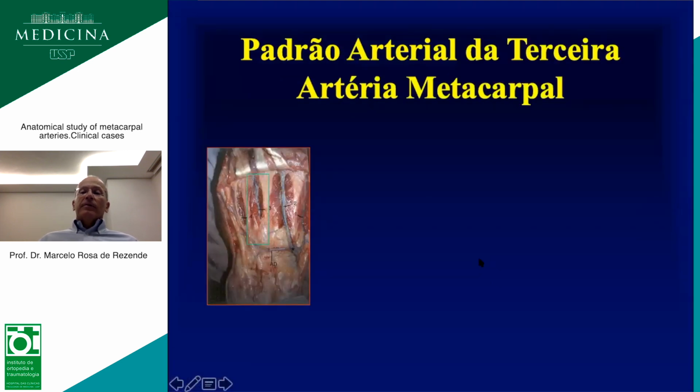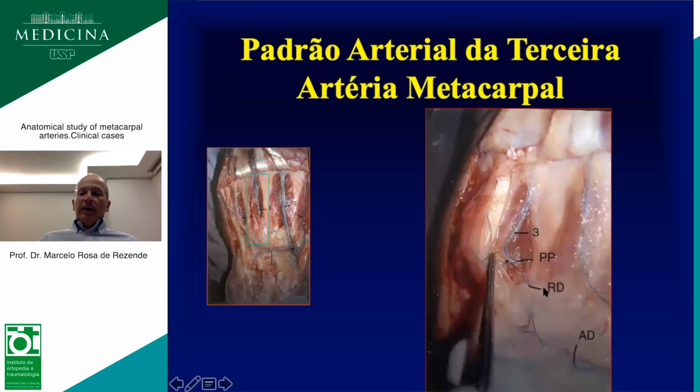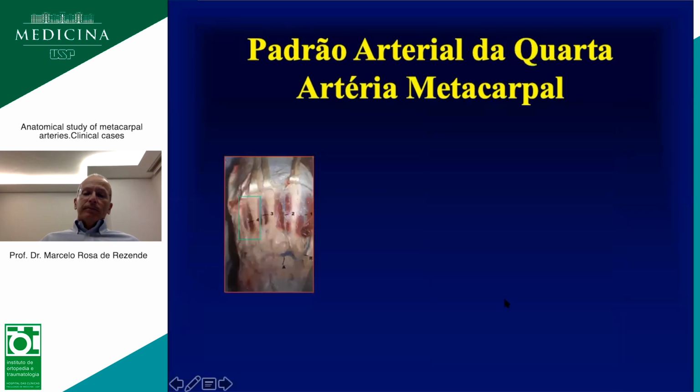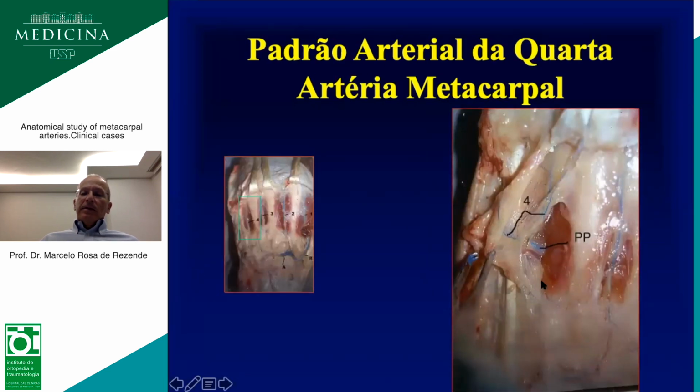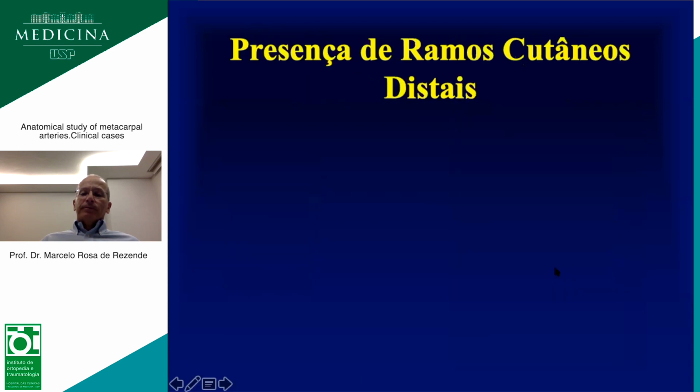The pattern of the third metacarpal artery we study here. We can see the proximal anastomosis. This branch comes to the proximal area between the third and the fourth metacarpal. Here is a detail of the proximal anastomosis of the fourth metacarpal artery.